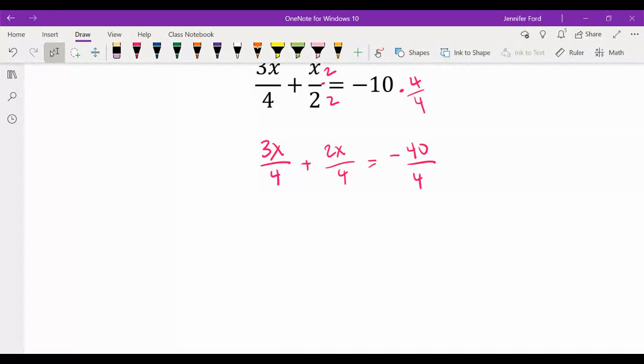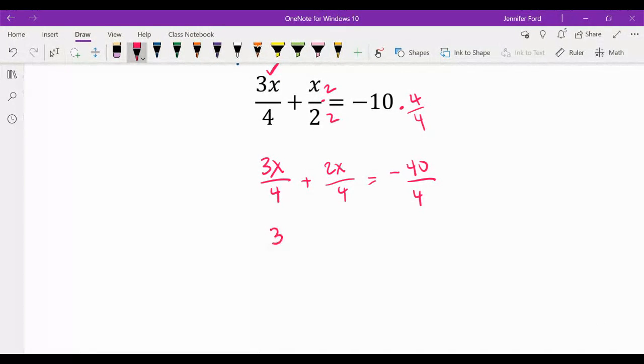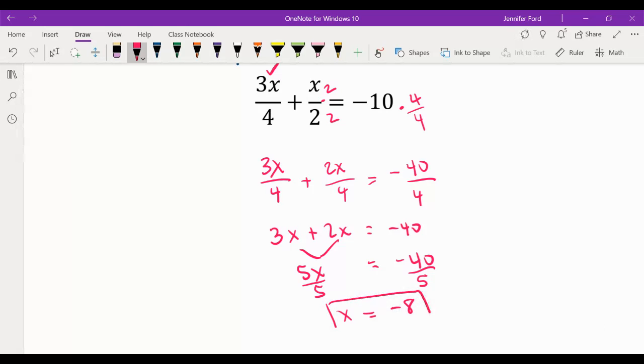So if that's true, that means that 3x plus 2x has to equal negative 40. That just logically has to be true. Let's go ahead and combine our like terms. 5x equals negative 40. Divide both sides by 5. X equals negative 8. All right. Good job, everybody.